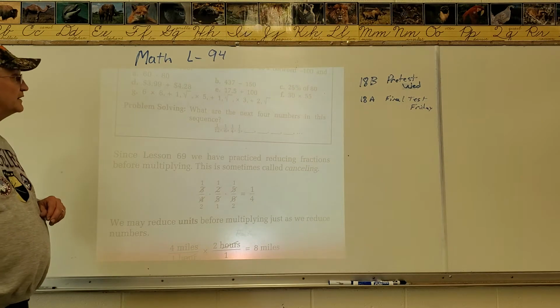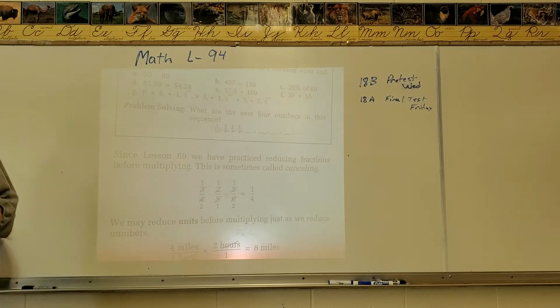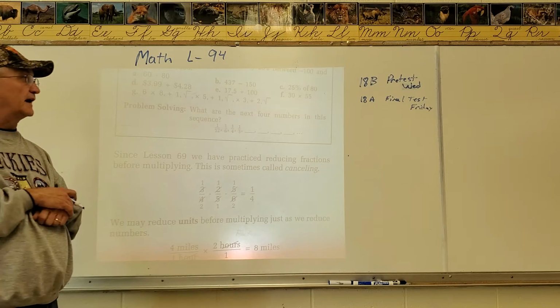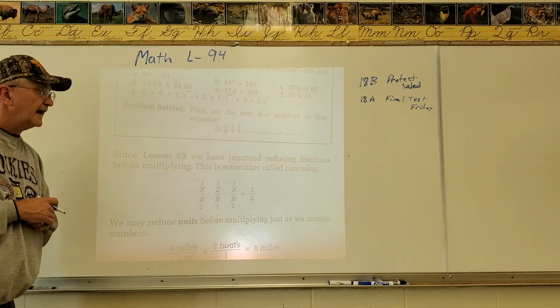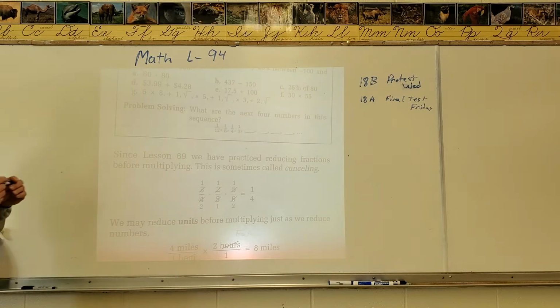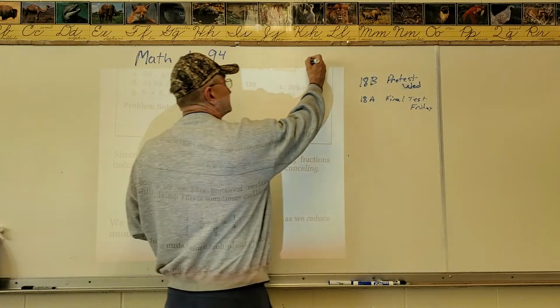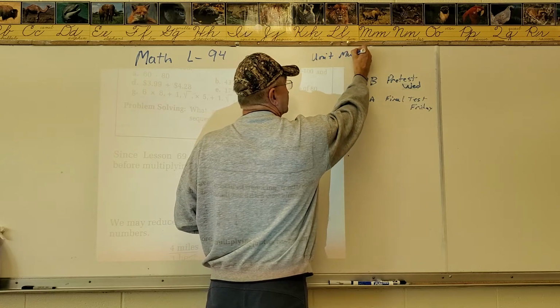But anyway, today we're talking about lesson 94, and in lesson 94 we are on page 453. The title of it is Reducing Units Before Multiplying. All right, so reducing units before multiplying. Kind of setting the stage, I introduced this a little bit with you earlier, the term unit multipliers, and we'll go through that a little bit here in a minute.